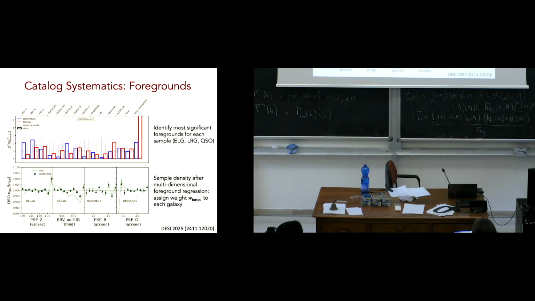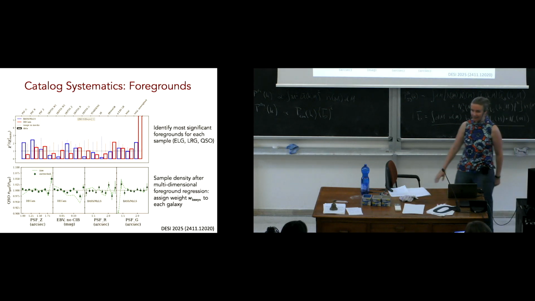You can see then the difference between raw as the dashed line and after correction. And of course, this correction here is in a multidimensional space, typically of order 8 to 10 systematics. This is then just a projection into each of them. But in summary, after this multidimensional regression, they assign a weight for the imaging systematics to each galaxy in the catalog. And that's then what one has to use in the cosmological analysis.